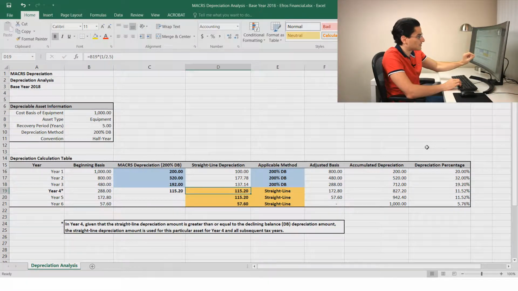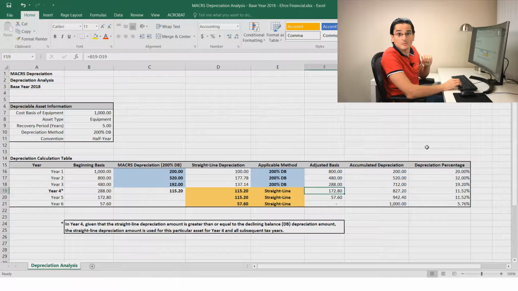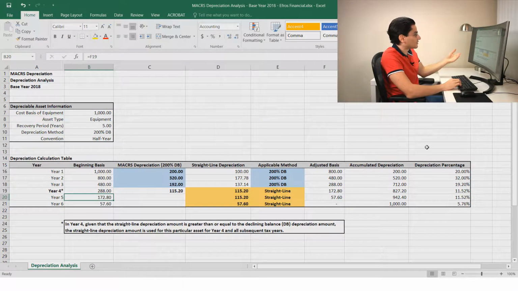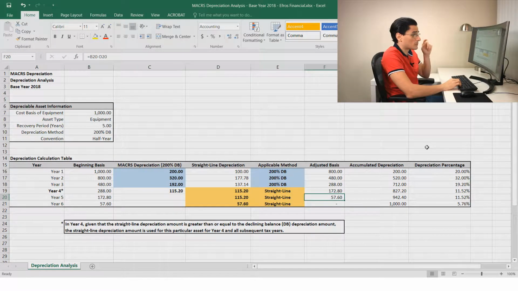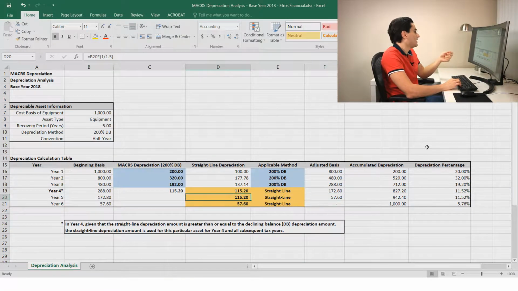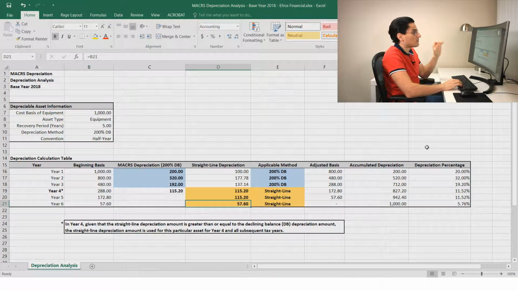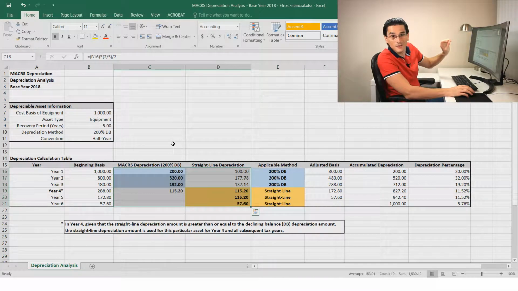And the 115.20 amount is the one that's being deducted in year 4. All right, so we end up with adjusted basis of 172.80 in year 5. Same kind of situation. You'll see that straight line again is being used because we've triggered it in year 4. And we end up with adjusted basis of 57.60. And in year 6, we simply deduct that full amount and we're done. Now again, I'm going to show you how to calculate these depreciation amounts much more simply than the formulas I used up here.